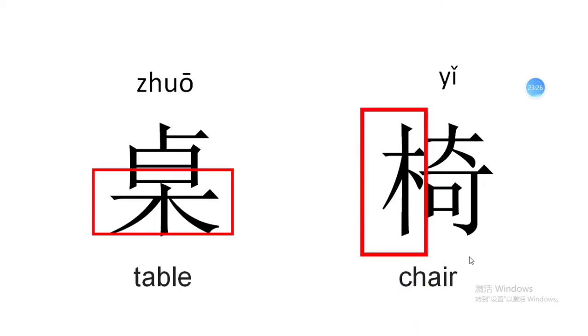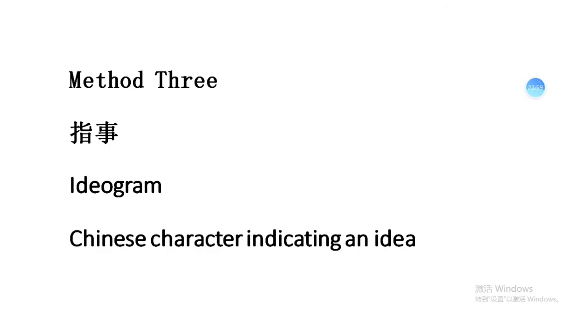And this is also the same here. 椅 means chair. When we make a chair, we also need wood. We need a tree. So we have a tree on the left part, but on the right part, we borrowed pronunciation of this character. This character is pronounced as 旗. So together, this chair is pronounced as 椅 in Chinese. Okay? This method is a little bit difficult. If you cannot understand, that's okay. Okay, so now let's move to method 3.